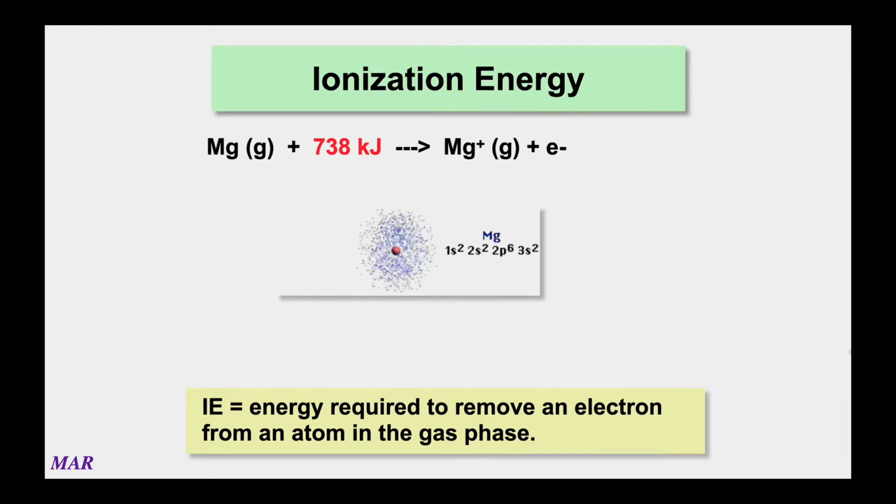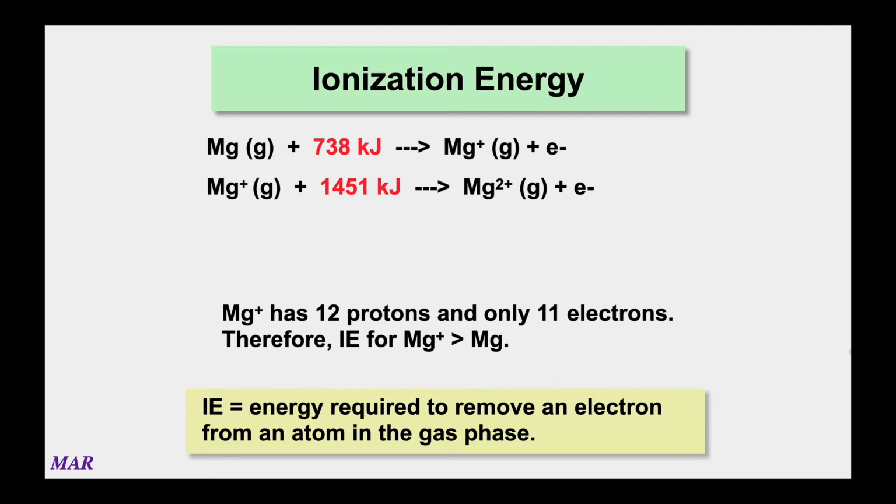To remove the outermost electron from a magnesium atom requires 738 kilojoules of energy per mole. To remove the first electron from magnesium, it takes 738 kilojoules. Remember, for an endothermic reaction, you can write the energy as a reactant. Notice that magnesium plus is a little bit smaller than magnesium metal because you have one less electron. Those protons are holding on a little closer. 738 kilojoules per mole, by the way, is a value that's not hard to get in a chemical reaction.